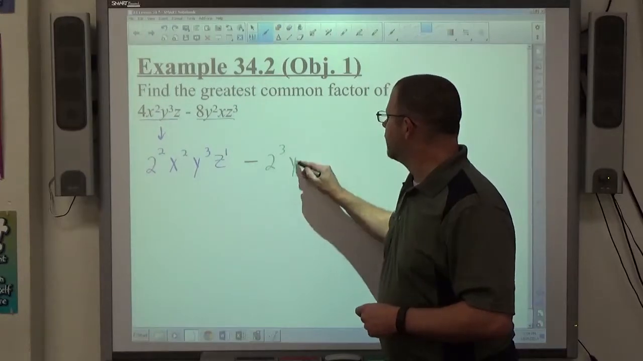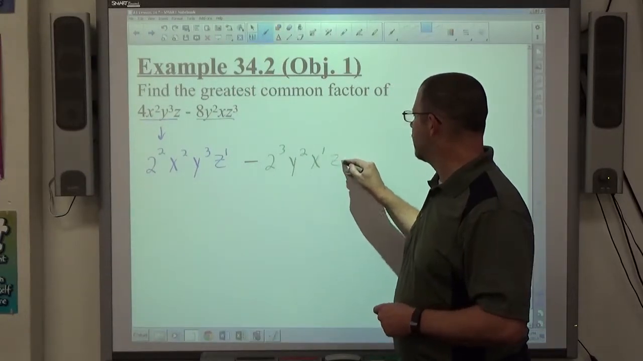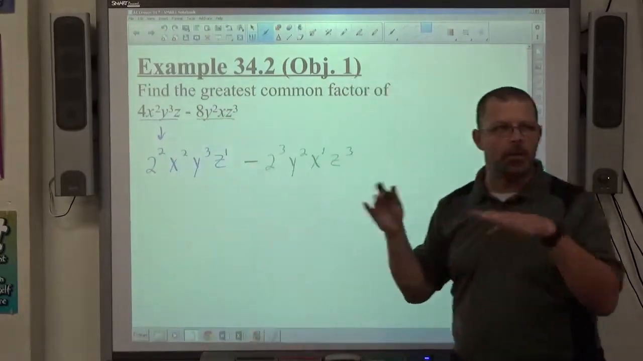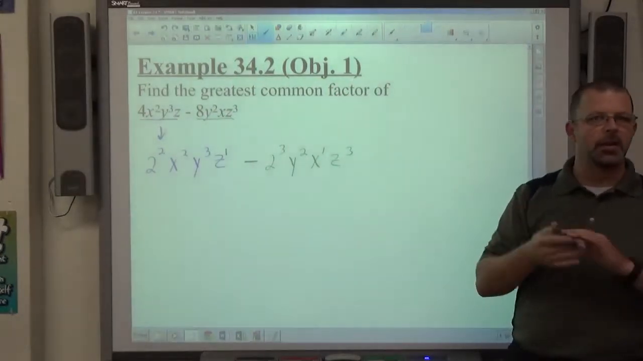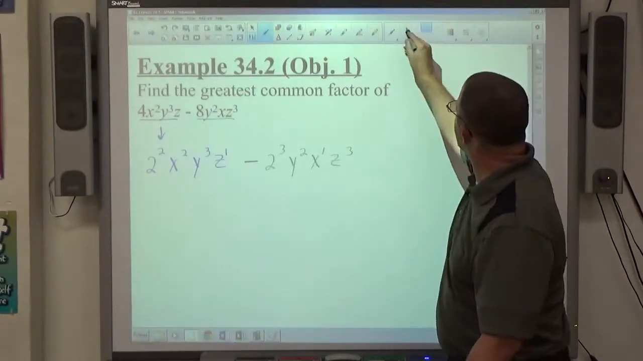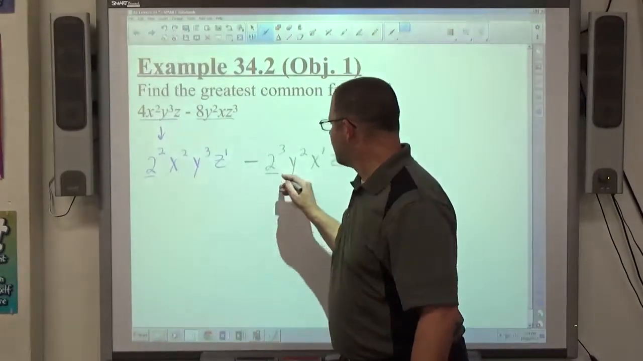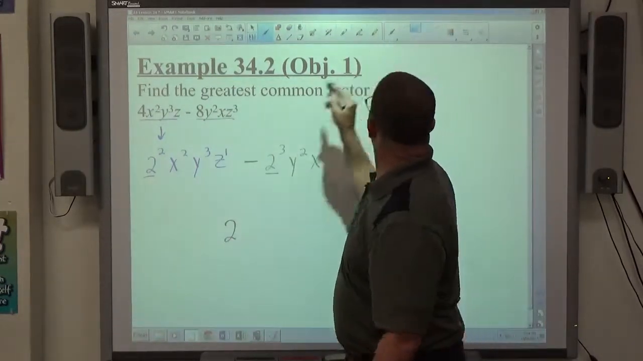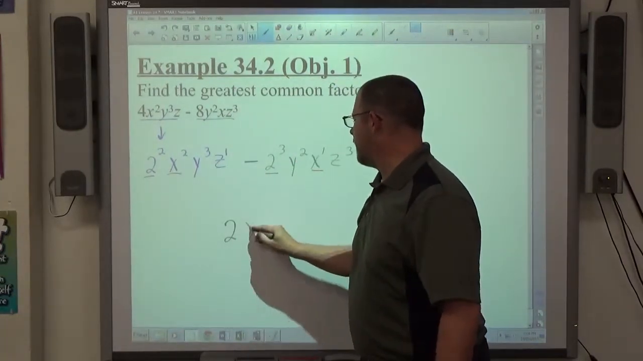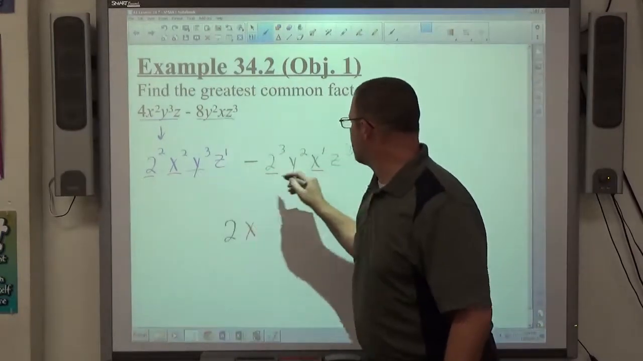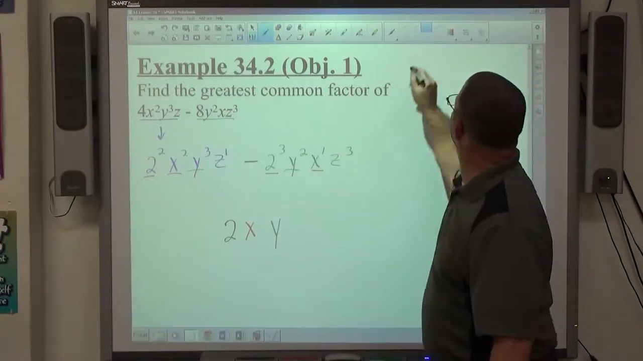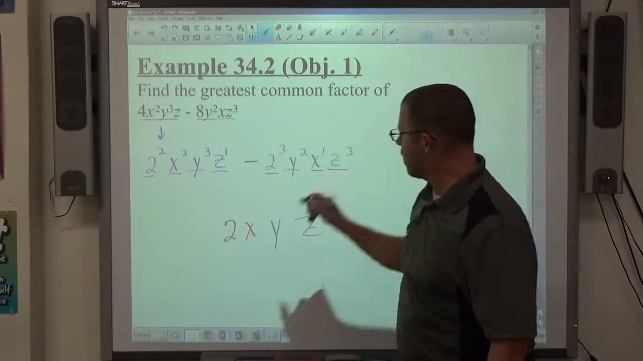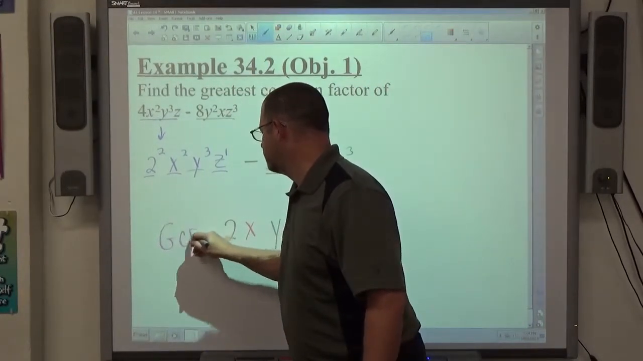We have y squared, x to the first, z to the third. Notice the order got a little mixed up here. This is x, y, z, that's y, x, z. It doesn't matter what order letters are in. What we're doing is comparing things of the same type. So, this has a 2, this has a 2, so we write down 2. This has an x, so I write down x. This has a y, so I write down y. This has a z, I write down z. And that's what my greatest common factor is going to be constructed of.